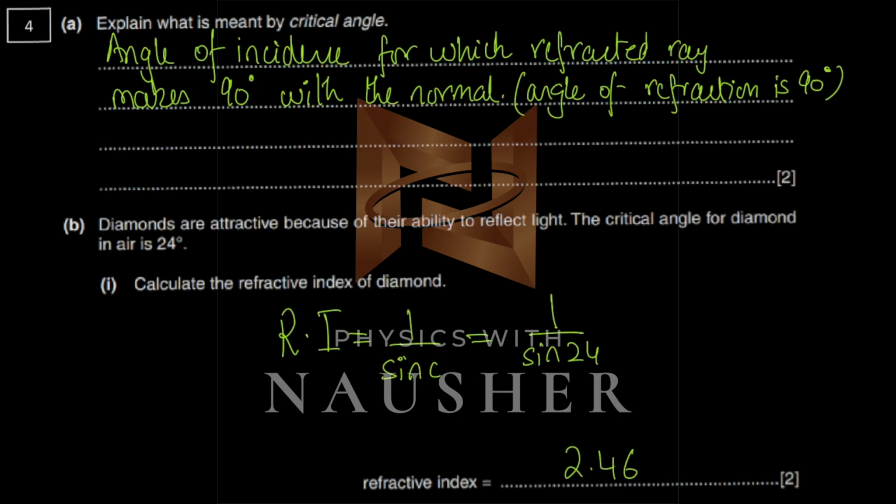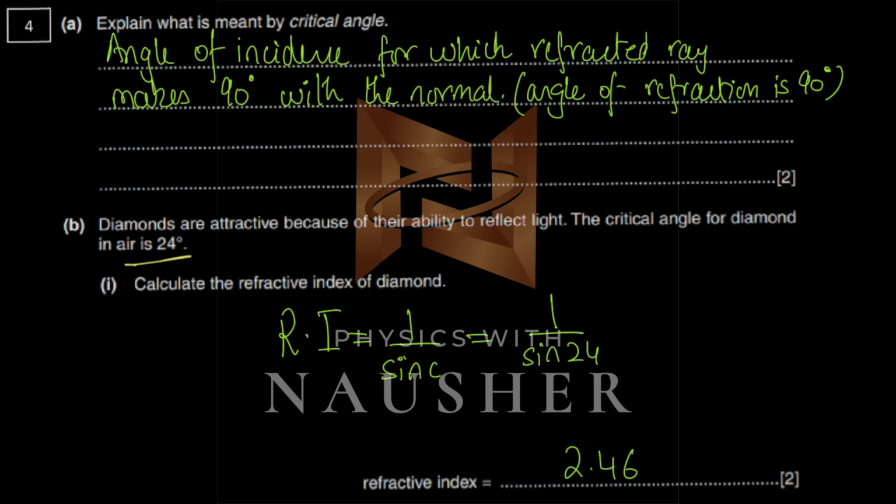Question 4, what is meant by critical angle? It's the angle of incidence for which the refracted ray makes 90 degrees with the normal, which means that the angle of refraction should be 90 degrees. Calculate the refractive index. Refractive index is 1 over sine C, and refractive index turns out to be 2.46. And the critical angle for diamond is given to you as 24.